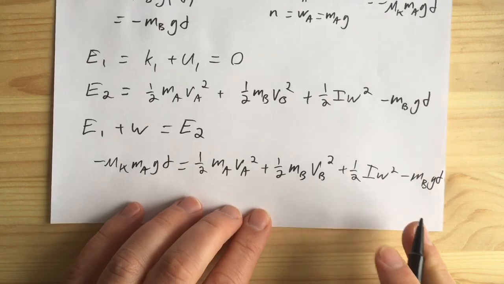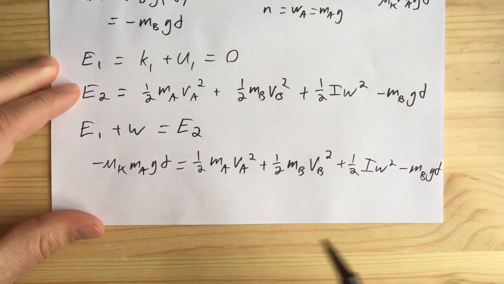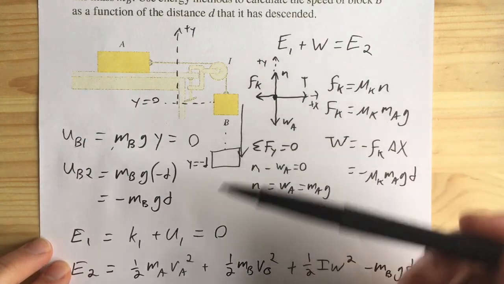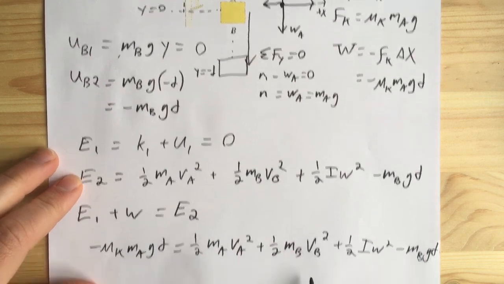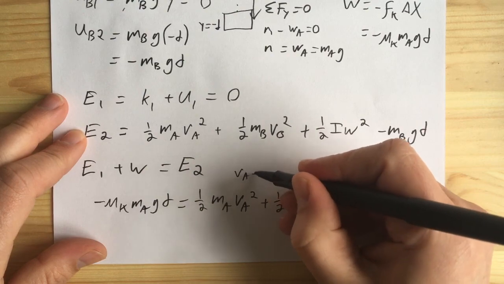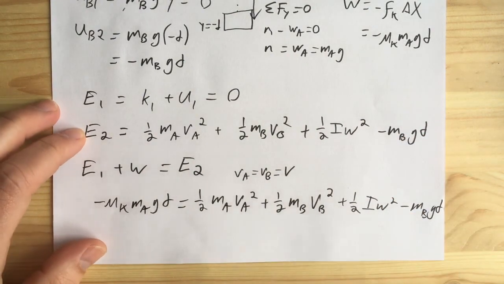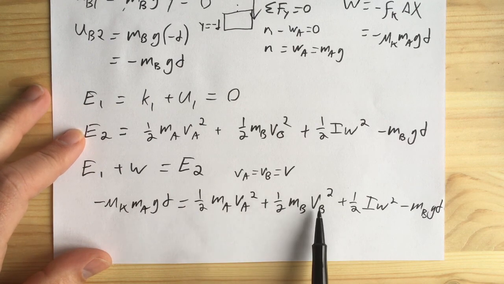So how are we going to solve this? What we're trying to solve for is the final velocity of B at this later time after it's fallen a distance of d. B is going to fall a distance of d. How fast is it going when it gets there? So I have velocity in this term, I have velocity in this term, and I can note that the velocity of A is equal to the velocity of B, and I'll just call that v, because A and B are connected by a string. They have to have the same velocity here.